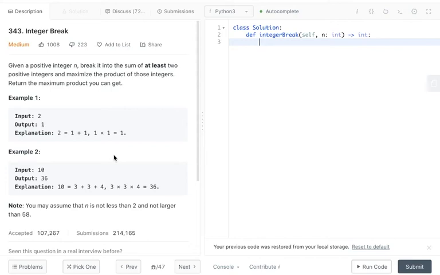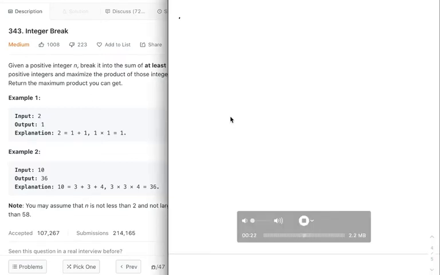We're going to be going over this problem, integer break. The main question of this problem is you're given an integer. How can you break the integer up such that it sums to the target n? And how can you maximize the product of those integers?